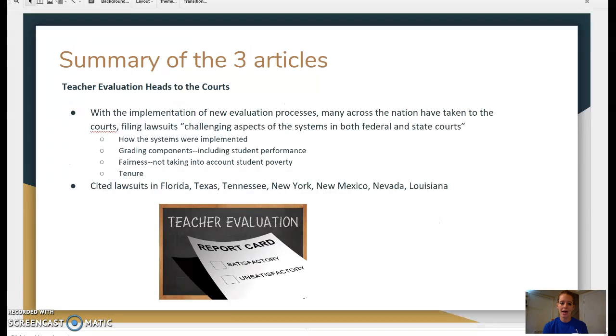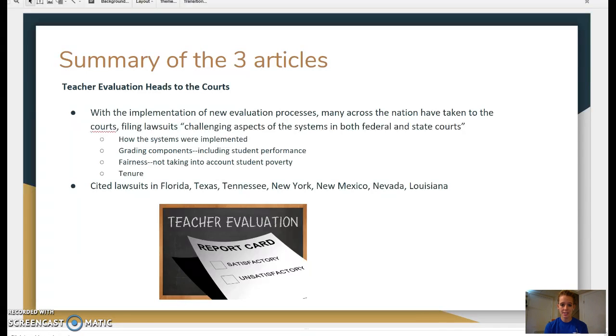The next article that I read was Teacher Evaluation Heads to the Courts, and this was a brief article talking about the legal side, which again is the focus for this module, about the implementation of new evaluation processes in the states. Many across the nation have taken to the courts, filing lawsuits that challenge aspects of the system in federal and state courts.